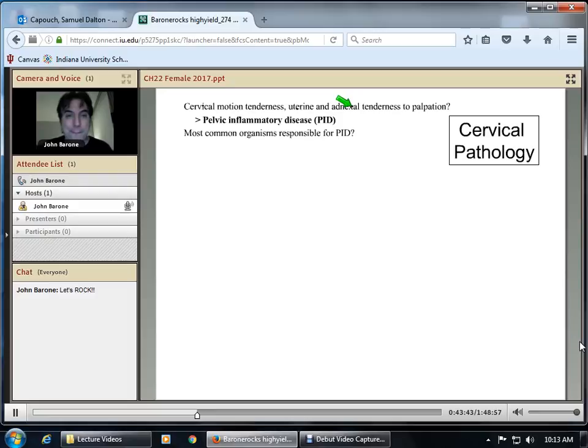Pus in there. All right, now number 2. What is the most common organism responsible for PID?